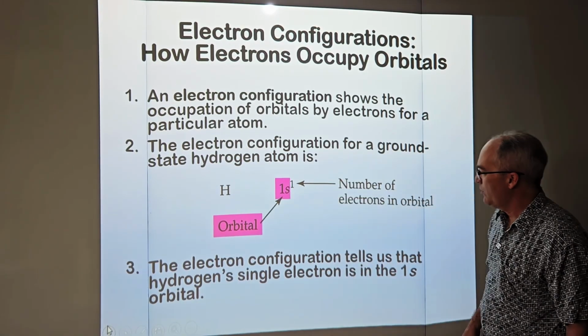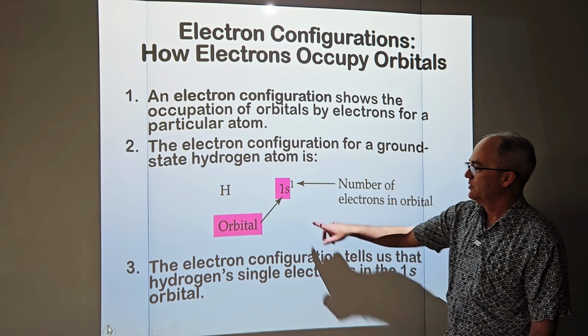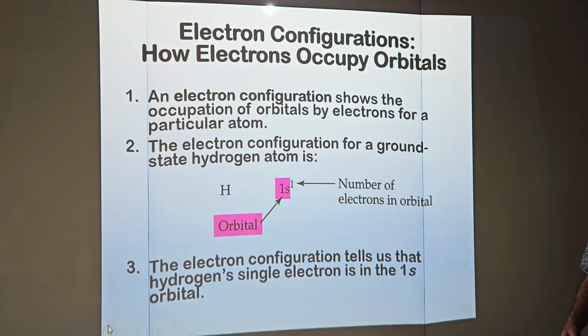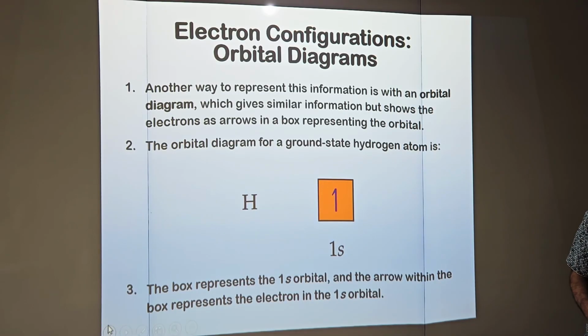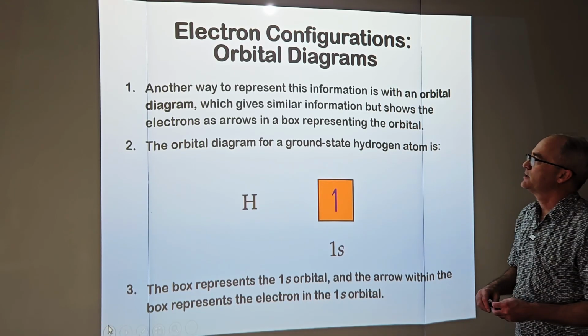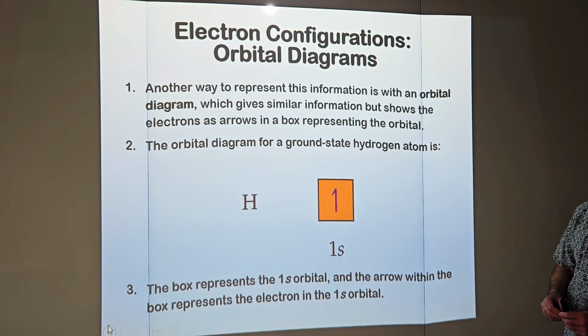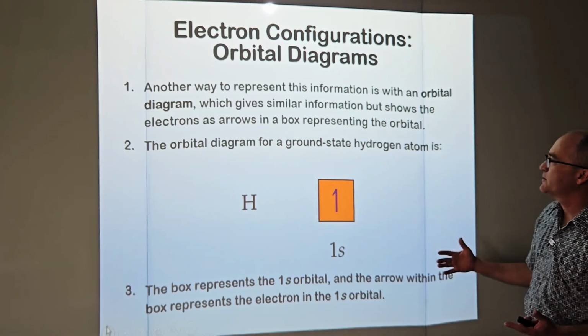And the superscripted 1 means there's 1 electron in there. It gives us the number of electrons. So we kind of have orbital, electron, and quantum number n. Another way to represent this information is with an orbital diagram, which uses little square boxes to give similar information, but shows the electrons as arrows in a box representing this thing electrons possess, which is called spin.